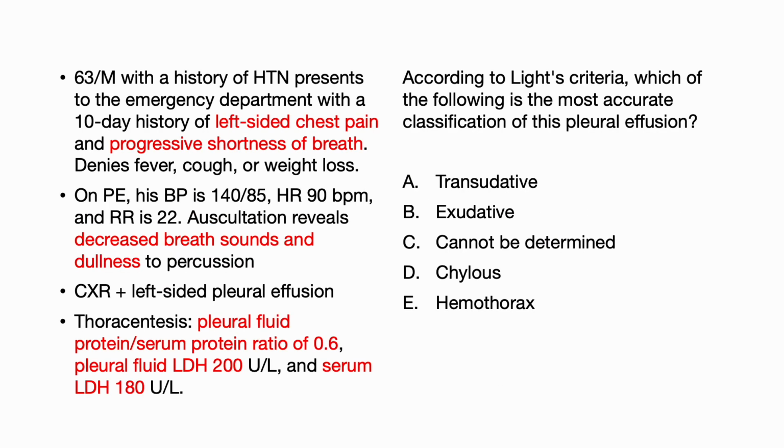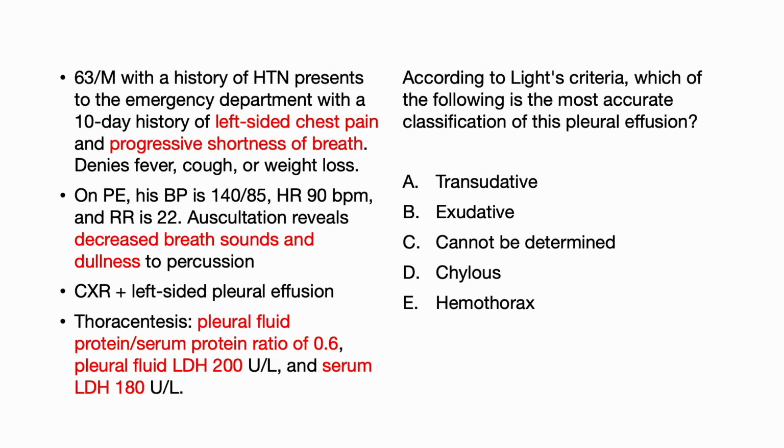A 63-year-old male with history of hypertension presents to the emergency department with a 10-day history of left-sided chest pain and progressive shortness of breath. He denies fever, cough, or weight loss. On physical examination, his blood pressure is 140 over 85, heart rate 90, respiratory rate 22. Auscultation reveals decreased breath sounds and dullness to percussion at the base of the left lung. A chest X-ray shows a left-sided pleural effusion.